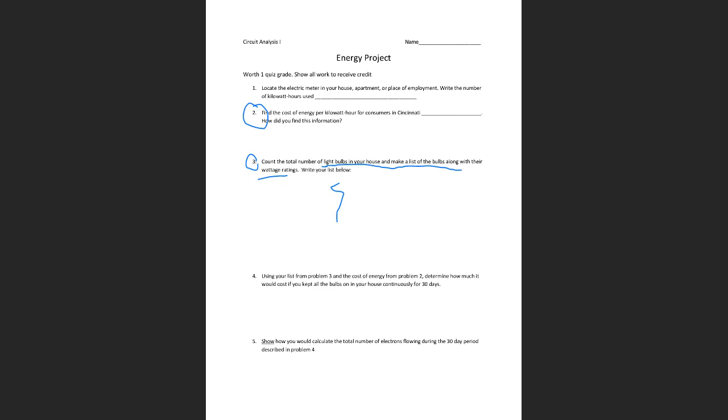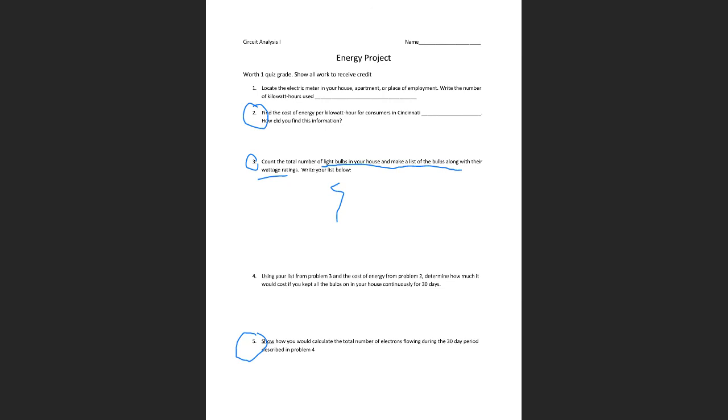Then you're going to answer number 4. Number 4 says, using your list from problem 3, you got the list of light bulbs and the total kilowatts. And from problem 2, you looked up how much it's costing per kilowatt hour in your area. They want you to determine how much it would cost if you kept all those bulbs on in your house 24 hours a day for 30 days. How much would it cost you to burn all those lights if you kept them on all day for 1 month? So calculate that. And then number 5, you're going to have to think about. Once you do number 4, they want you to show how you would calculate the total number of electrons going into your house over a 30-day period. How would you do that?